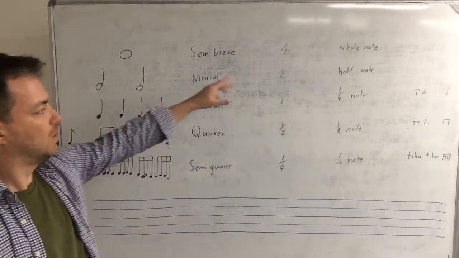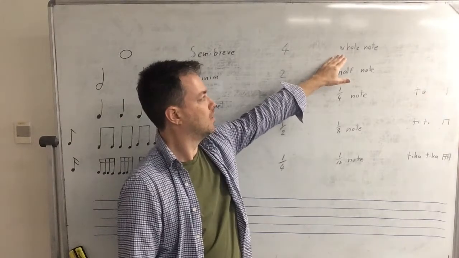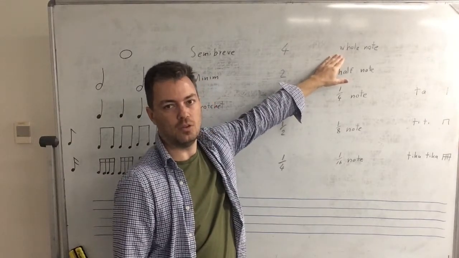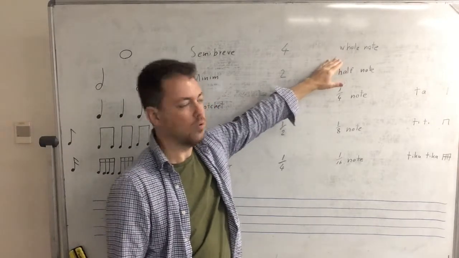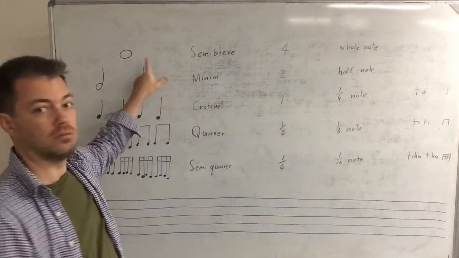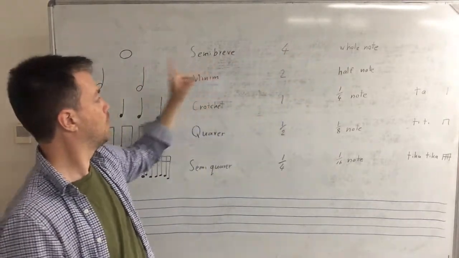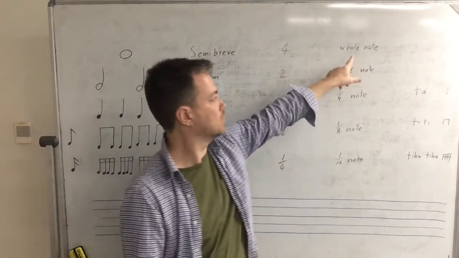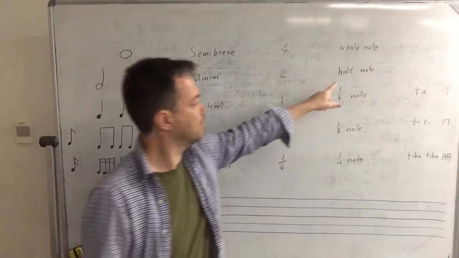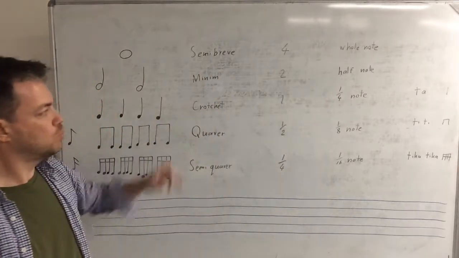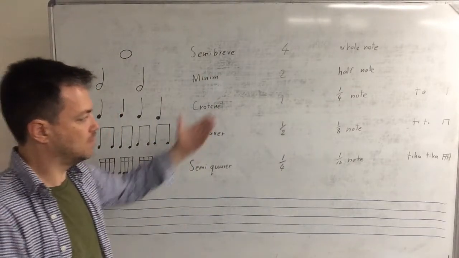So these names here are talking about how many you would fit into a bar of 4/4. So a whole note, you would get 1 into a bar of 4/4, only 1. That's why it's called a whole note. Whereas a half note, you would get 2 into a bar of 4/4, and so on.